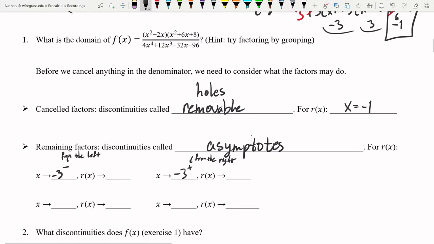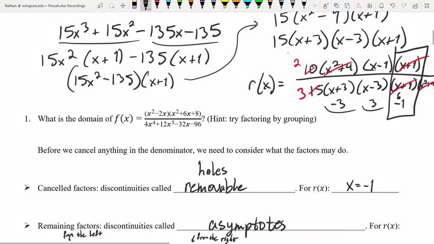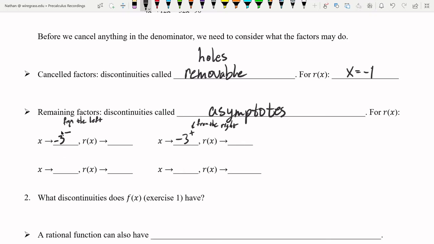Where does the function go? Where does r of x go? As it approaches negative 3 from the left-hand side, you can see that the function goes downward. It goes down to negative infinity. As it approaches negative 3 from the right-hand side, the function goes upward to positive infinity. So negative 3 from the left, it goes down to negative infinity. From the right, it goes to positive infinity.